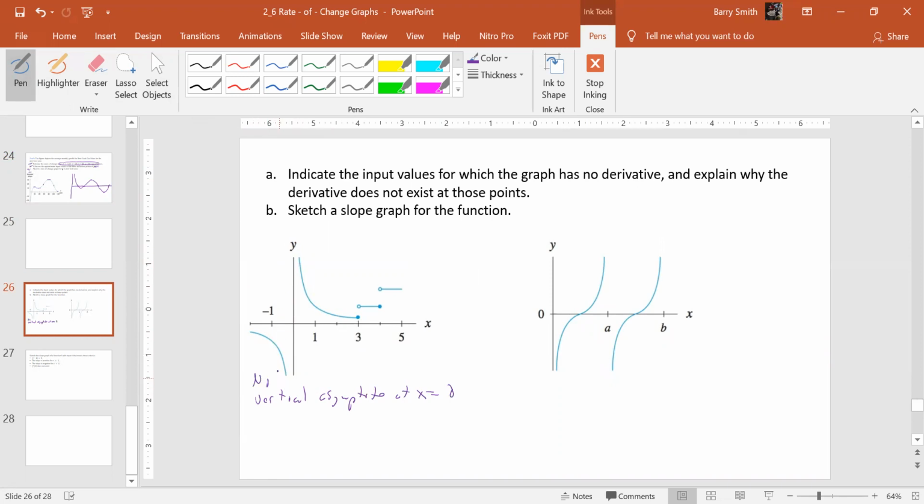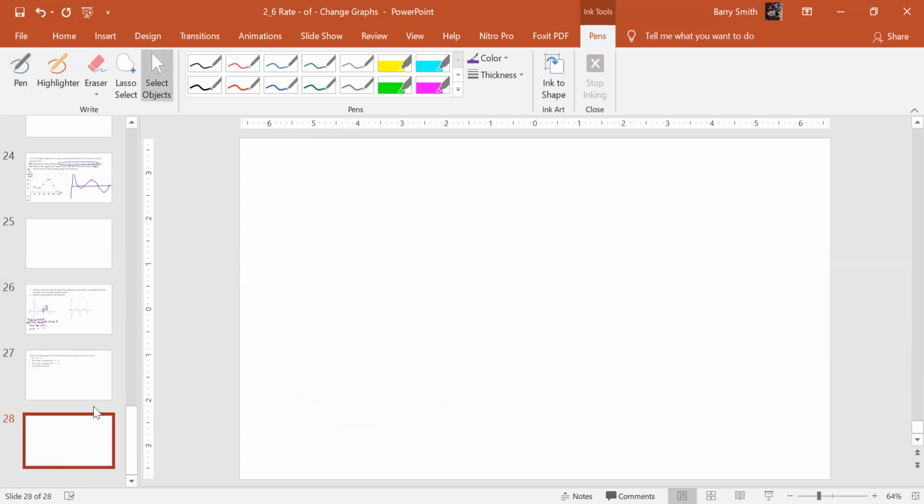So no derivative at 0, vertical slope at x equals 0. We're not going to have one here either at x equals 3 because it's not continuous. And we also have one here, and that's at x equals 4, and it's not continuous. Okay. Now we're supposed to sketch a slope graph for the function, and I probably don't have enough pages here, so what we'll do is copy that and paste it there.